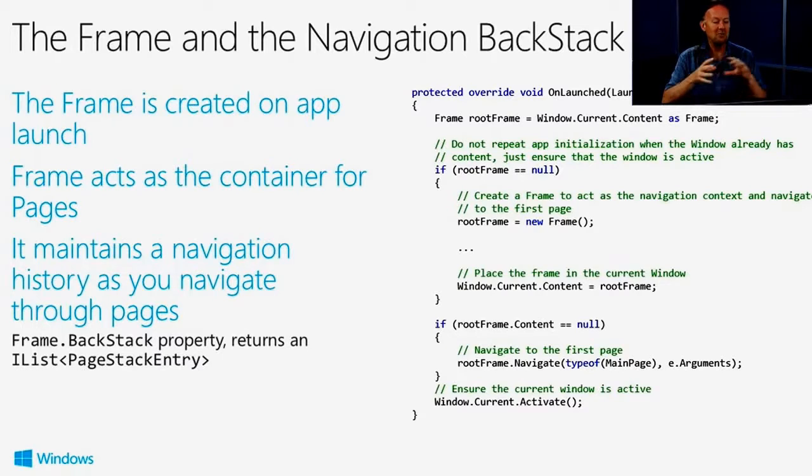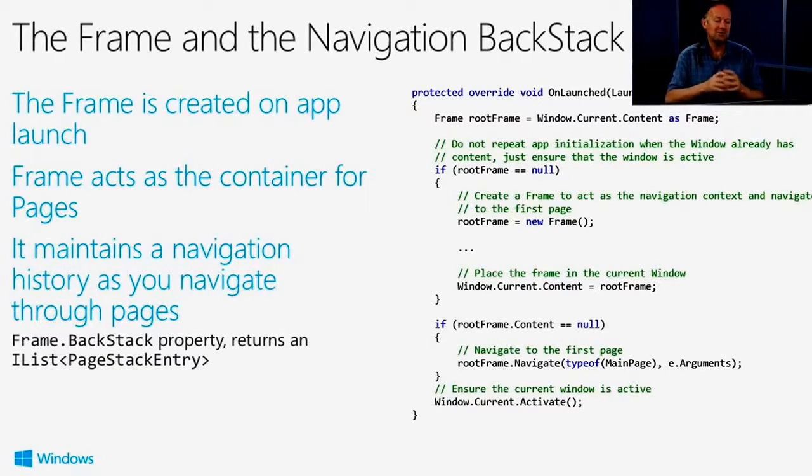Now, the frame is the container for these pages, so it not only navigates to the first one, but it also keeps track as you move through different pages. So it maintains the navigation history. There's a property on Frame called BackStack, which returns a list of PageStackEntry objects. A PageStackEntry is the object that encapsulates a movement, a forward navigation.